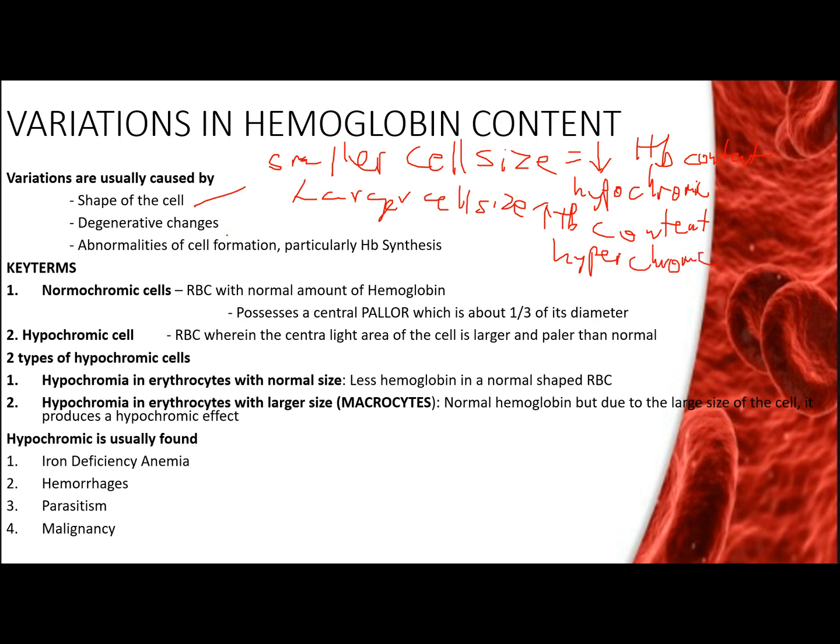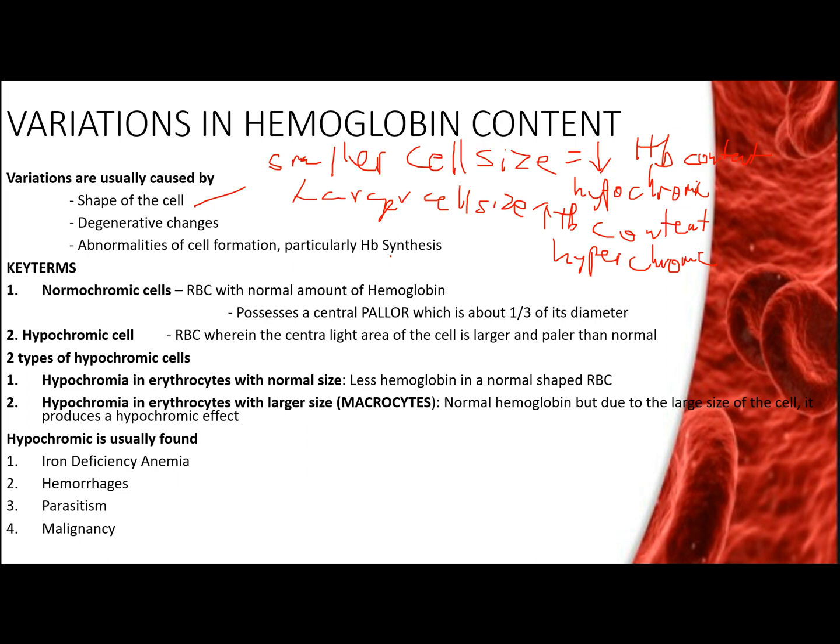Then degenerative changes, abnormalities of cell formation, particularly hemoglobin synthesis. Excuse me. Key terms. You have your so-called normochromic RBC or normochromic cell. These are RBCs possessing the normal amount of hemoglobin. They possess a central pallor which is about one-third of its diameter. Then you have your hypochromic cell. This is an RBC wherein the central light area of the cell is larger and paler than normal. So yan yung sinasabi kanina na yung larger yung central pallor niya. And the cell would appear paler.